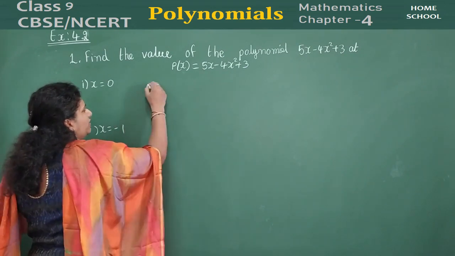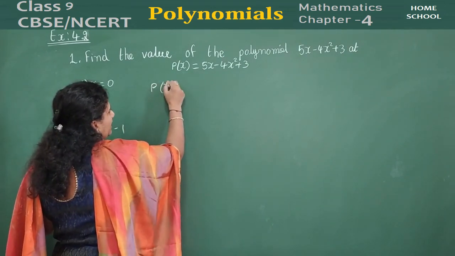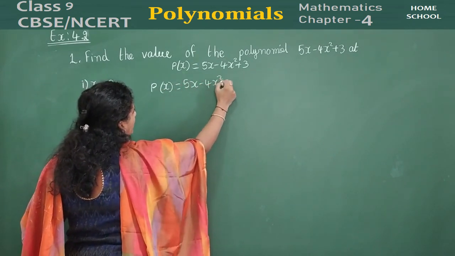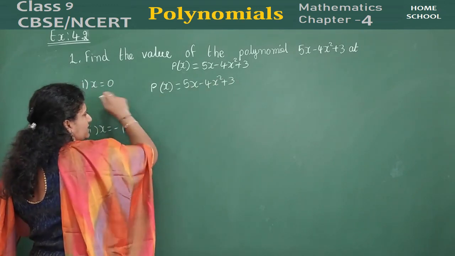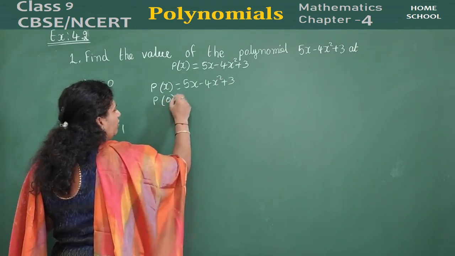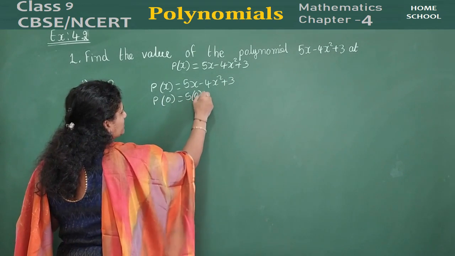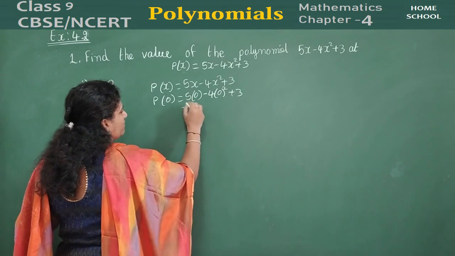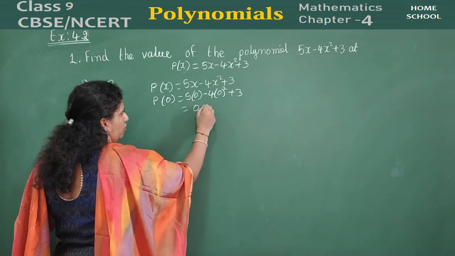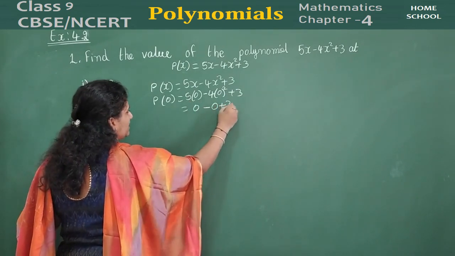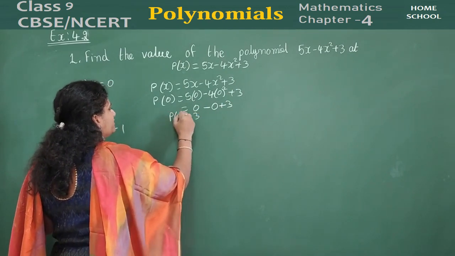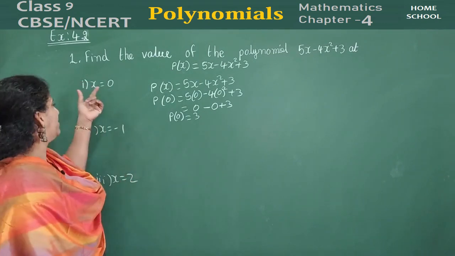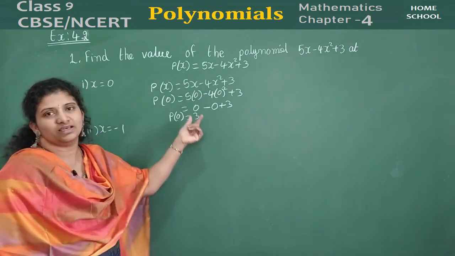So look here children, p of x, I'll rewrite the equation here. 5x minus 4x square plus 3. This x value, how much? 0. Wherever you have x, substitute 0. So 0 whole square plus 3. Anything into 0 will be 0, 0 plus 3. Therefore, p of 0 is equal to 3. Therefore, the value of the polynomial if x equal to 0 is 3.